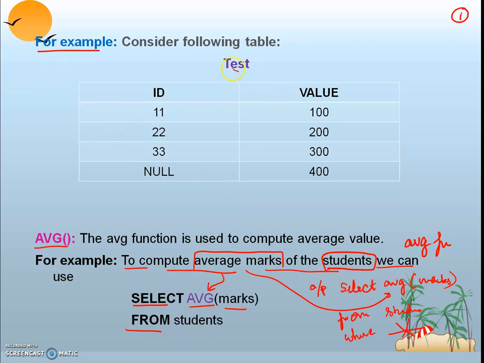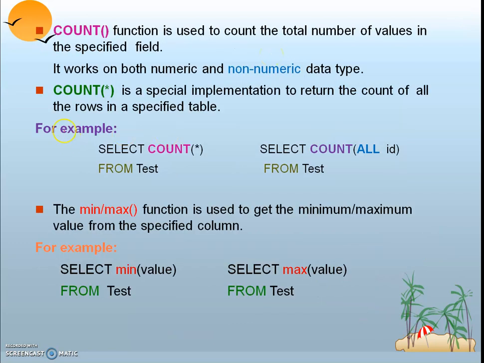So this example is about the table test, where the attributes are ID and value. So how many attributes do I have? There are two attributes for the table named test. So let's try to understand the next aggregate function for the example, that is count. So what is it saying?